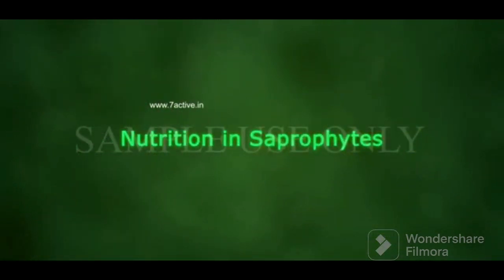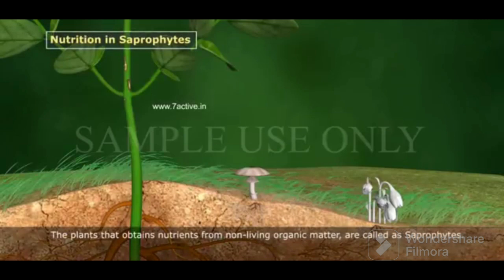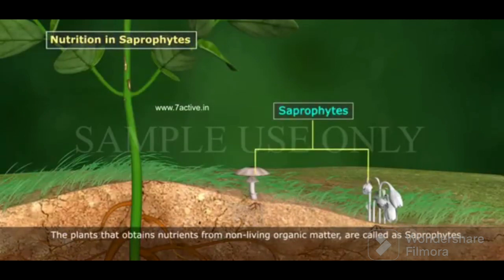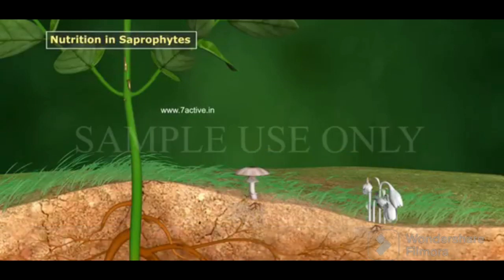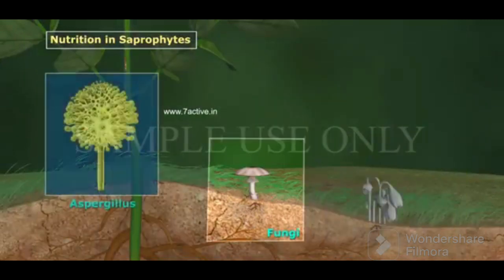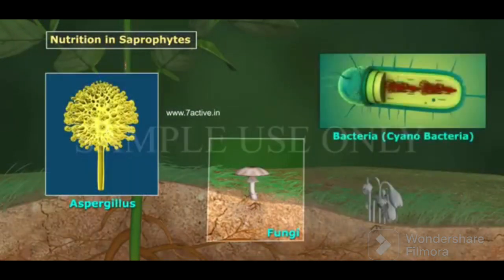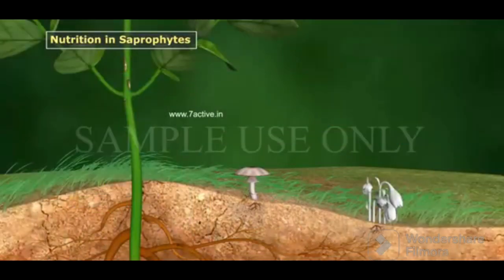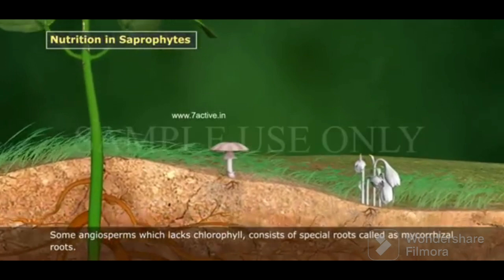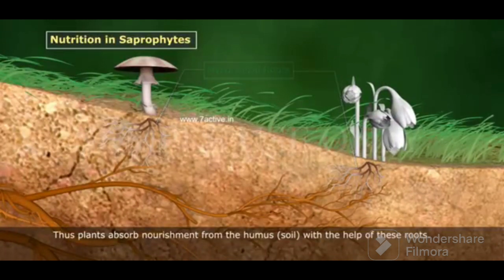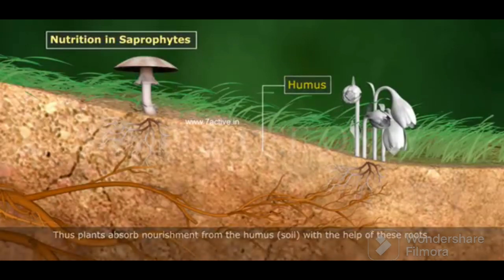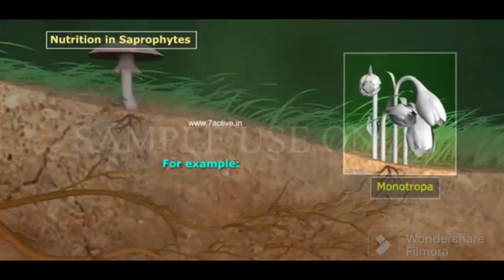Nutrition in saprophytes. The plants that obtain nutrients from non-living organic matter are called saprophytes. Example, microorganisms, fungi, aspergillus, and bacteria, cyanobacteria. Some angiosperms, which lack chlorophyll, consist of special roots called mycorrhizal roots. Thus, plants absorb nourishment from the humus soil with the help of these roots. For example, plant Monotropa.